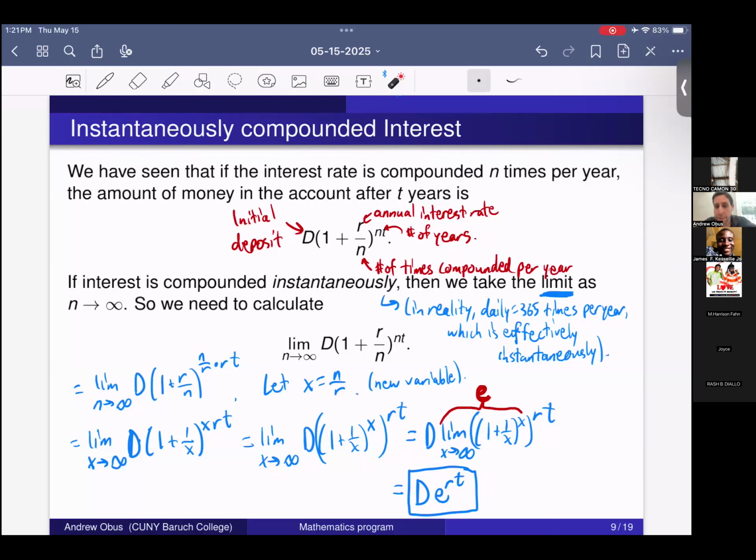Yes. Yeah. Hi, Enoch. Yeah, in this limit as n approaches zero, it approaches infinity. Yeah. Sorry, I lost you. I think your mic is off. I'm not getting you.